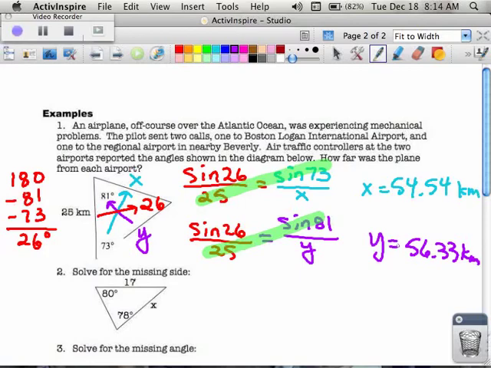So in these first two examples that we've done, we found every single piece. Now they're not always going to ask you to find every single piece, but if you can do either one of these, the investigation or this first example, you can pretty much do any problem with the law of sines.